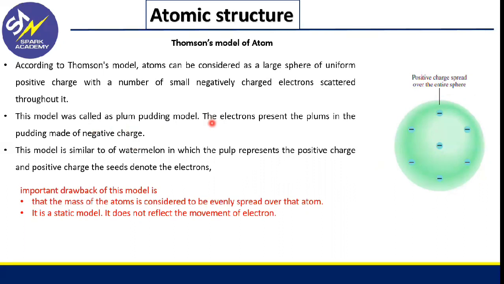Now the electrons, the plums, are made up of negative charge, and the spread is positive charge. There is one drawback: it doesn't explain why the mass of the atom is considered to be evenly spread, because the mass is not evenly spread, and it is a static model. It doesn't represent how the electrons are moving. That is why this model was discarded.